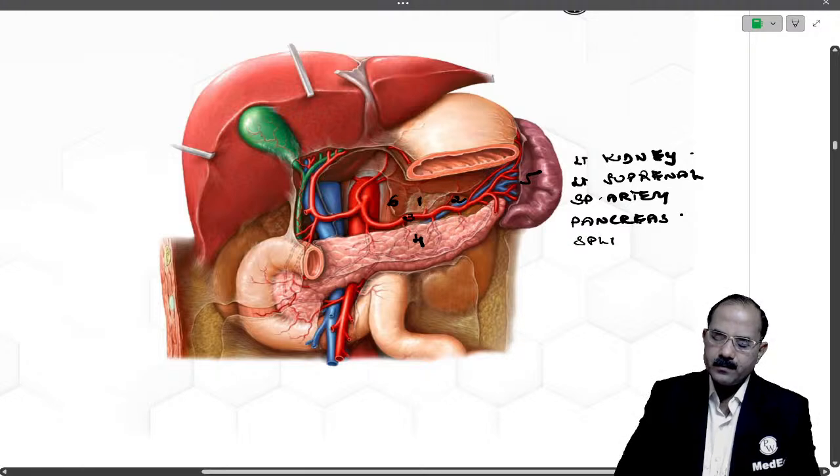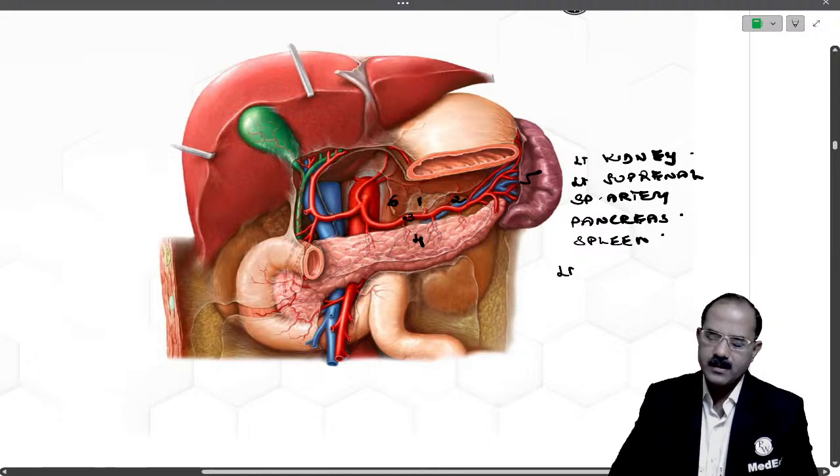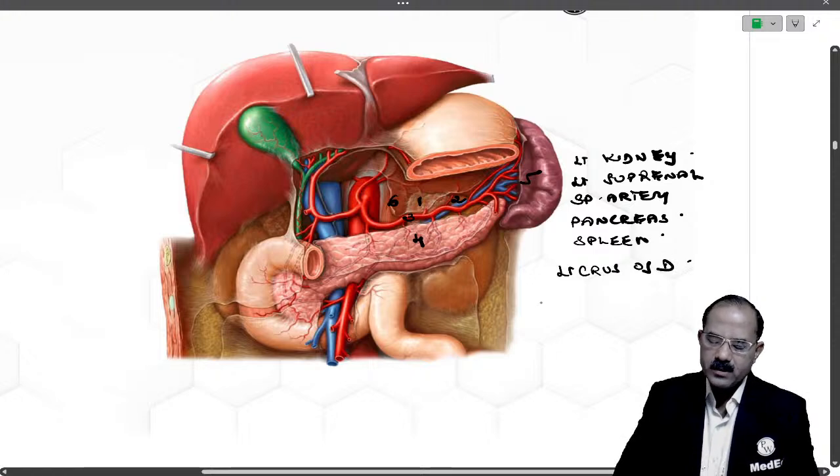Spleen. Left crus. Number 6 is the left crus. That's the left crus of the diaphragm. There's something missing here.